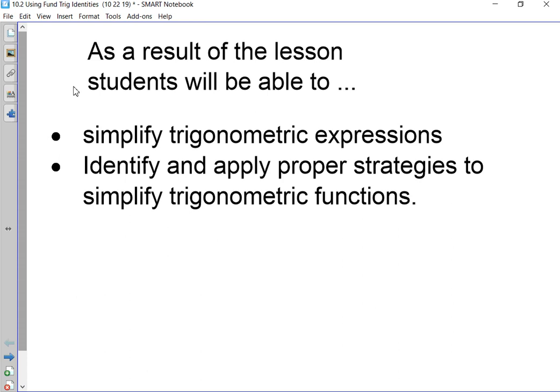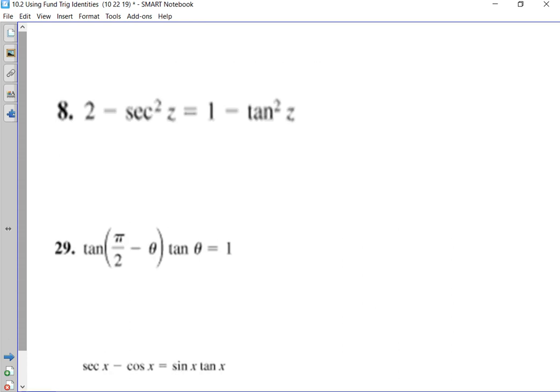You are back to learn something more about trigonometry and hopefully how to find, use, and apply the trigonometric identities and proper strategies to do that. Today I'm going to go through and offer some more worked examples, for those that may need it, on section 10.2 on how to simplify trig expressions. So without further ado, let us move on.